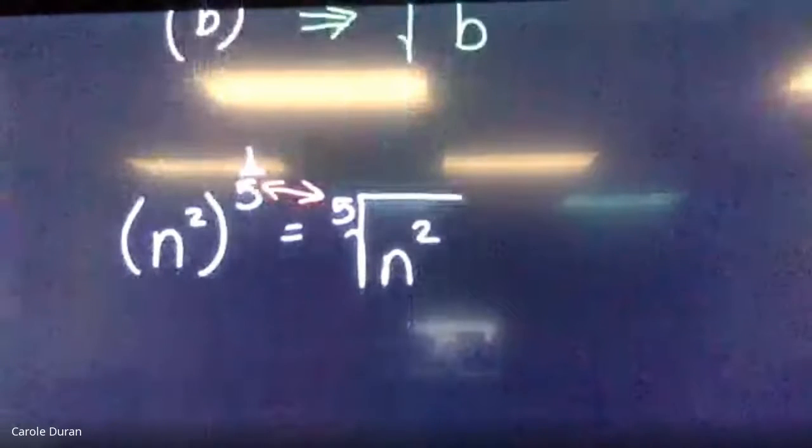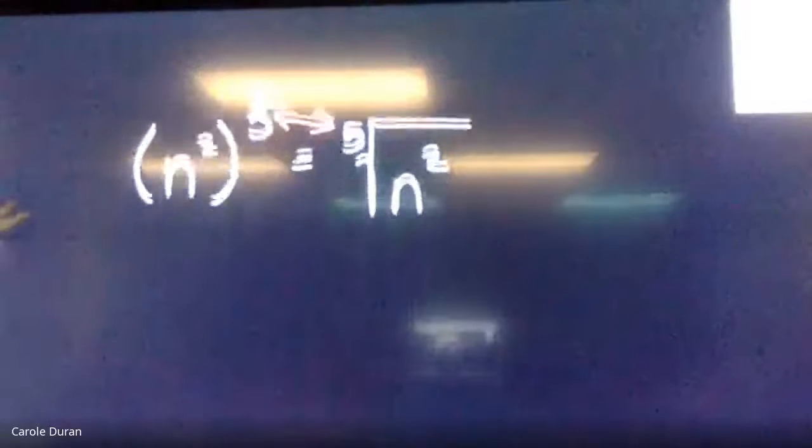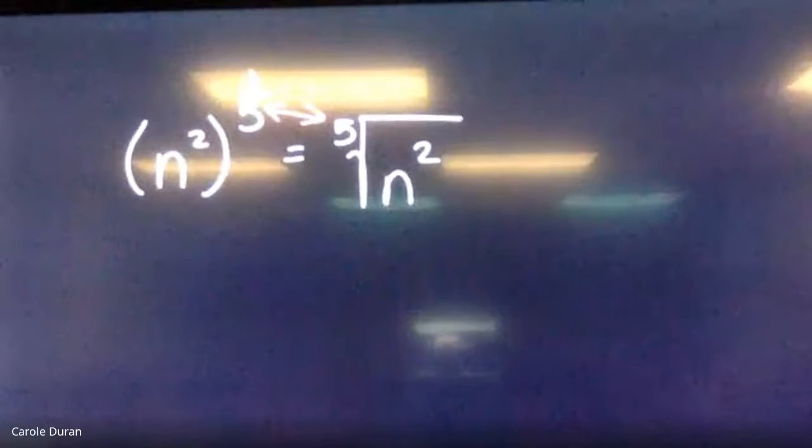Because it's a square root, you don't have to put a 2 on the front of it. You can if you want to, but it's redundant at that point. Any questions, concerns, issues with this one? No? Okay. So what we're going to do now is practice going the other direction.